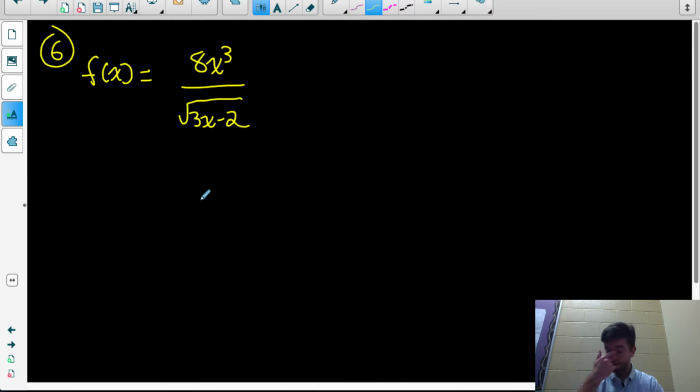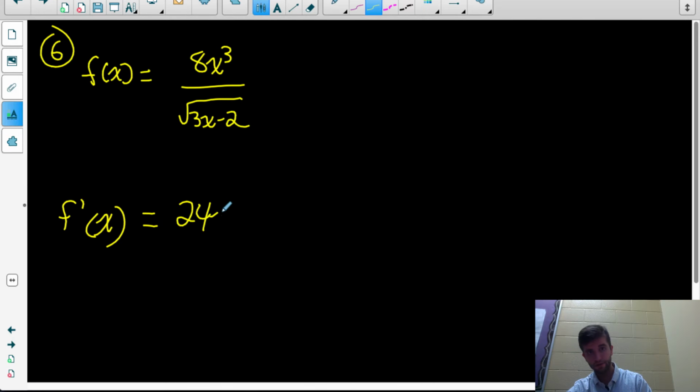All right, let's try one more. So this one, we're going to have to use quotient rule and chain rule. So I would need to do the derivative of the numerator times the denominator, right? Derivative of top, which would be 24x squared, times the denominator. And I'll write it with a rational exponent, right? Root of 3x minus 2 is 3x minus 2 to the half, minus derivative of the bottom.